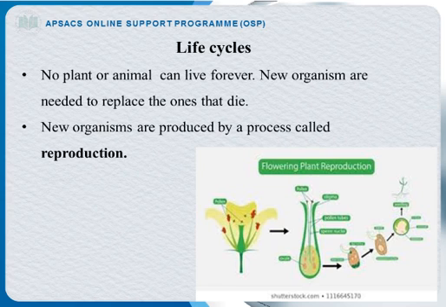Life cycle. First of all we will see what is life cycle. No plant or animal can live forever. New organisms are needed to replace the ones that die. So new organisms are produced by a process called reproduction. This picture is representing flowering plant reproduction.